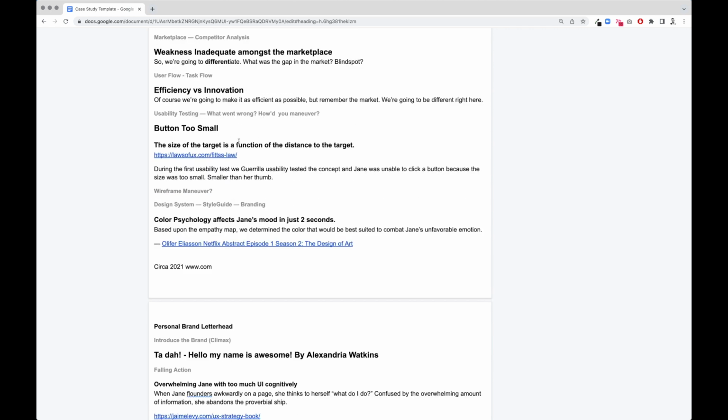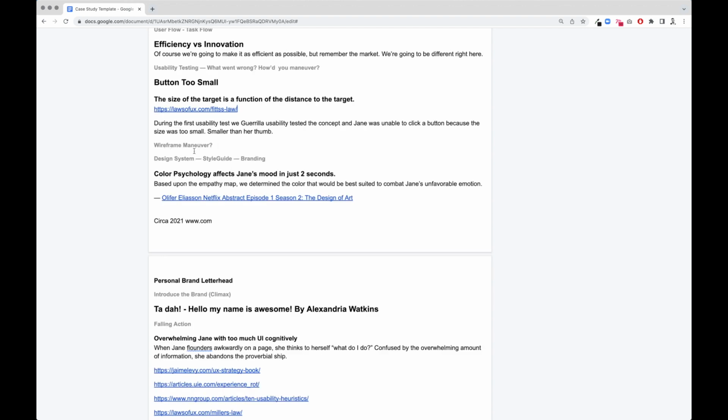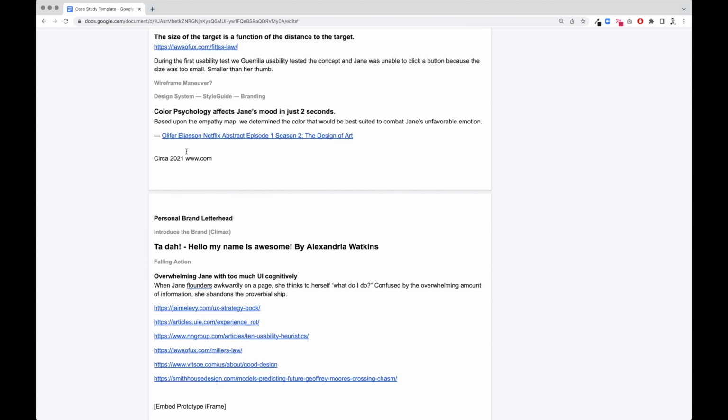So then you have your button too small. We're just clearly stating button too small. That's Fitts's law from the Laws of UX. So cross-reference your usability research on lawsofux.com to see if there's any laws of science that you're disobeying. And you can talk about that in your case study to add more. Then you can show the wireframe and how you maneuvered the design system and introduce the brand.